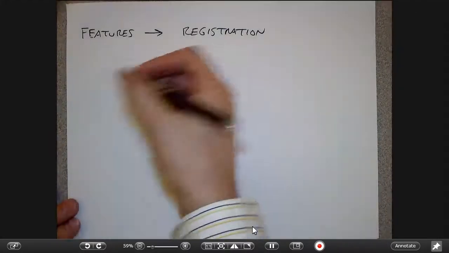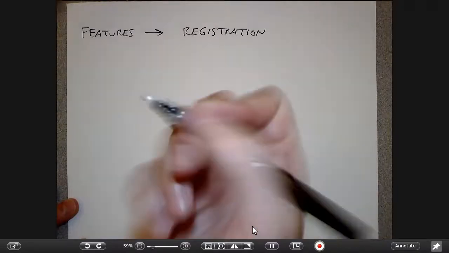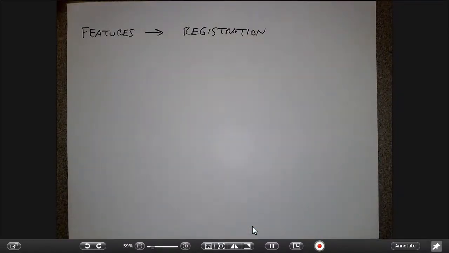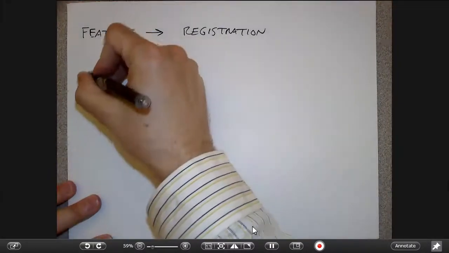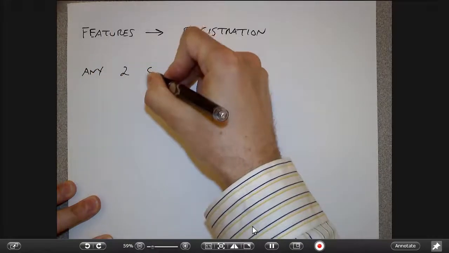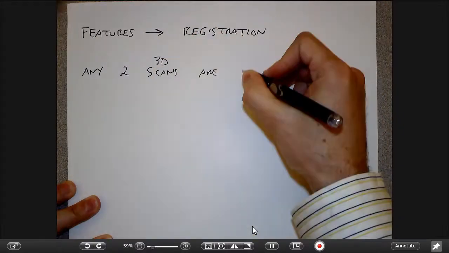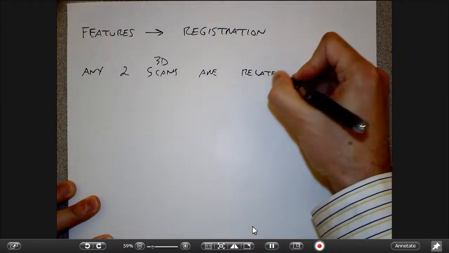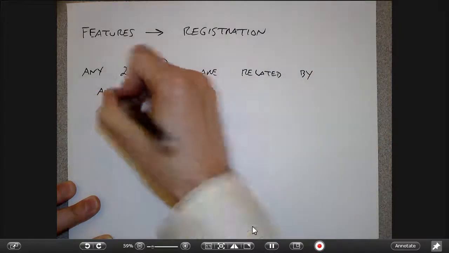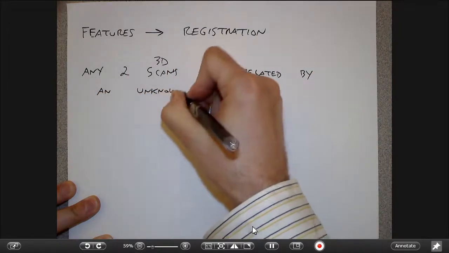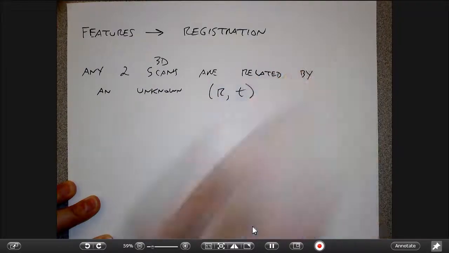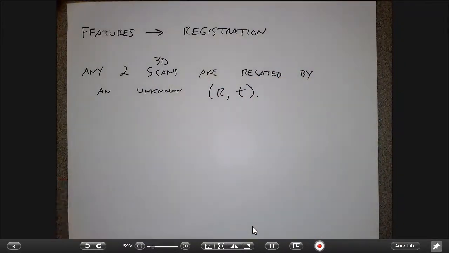So the registration in 3D, in some sense, is a little bit nicer than in 2D. That's because any scan of the same scene is related to any other scan just by a rotation and a translation, right? That's the only thing that you ever have to estimate. So any two 3D scans are related by an unknown rotation and translation, right? So all you have to do is estimate these 6 parameters, right?